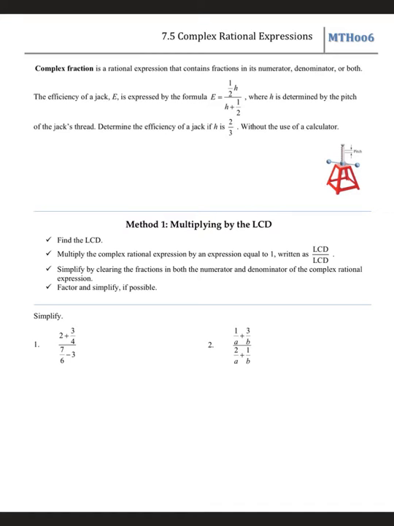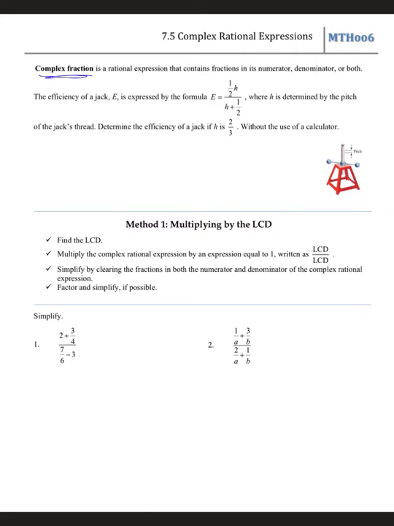First thing we need to talk about is what is a complex rational expression? Well, we're going to start with just the definition of a complex fraction. It's a rational expression that contains fractions in the numerator, denominator, or both. So more or less, the idea of a complex fraction is it's a fraction within another fraction. So if you see a fraction as a numerator or denominator, then you know it's what we call a complex fraction. So here's a little example we're going to work through first.